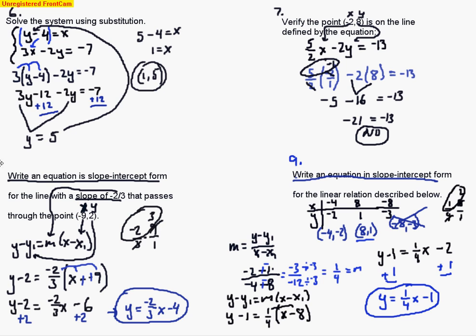Number 8 was back over here. On 8, you didn't have to find the slope. It was given to us. But number 9, you had to find the slope. So remember, write an equation in slope-intercept form or write a linear equation. You've got to use the point-slope formula. And in order to use that formula, you need the slope, you need a point.